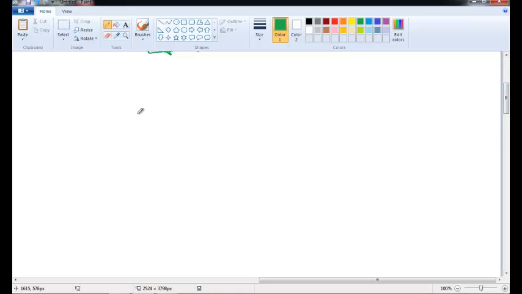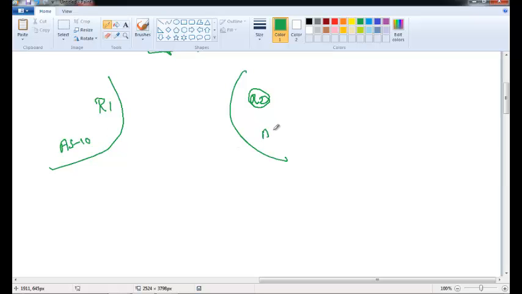Now today one more small topic I want to cover and then we'll finish. Let's say I got two routers R1 and R2 on two different autonomous systems. This is autonomous system 10, 20.